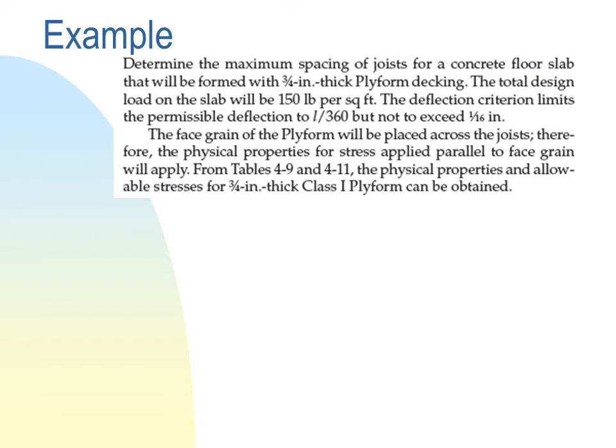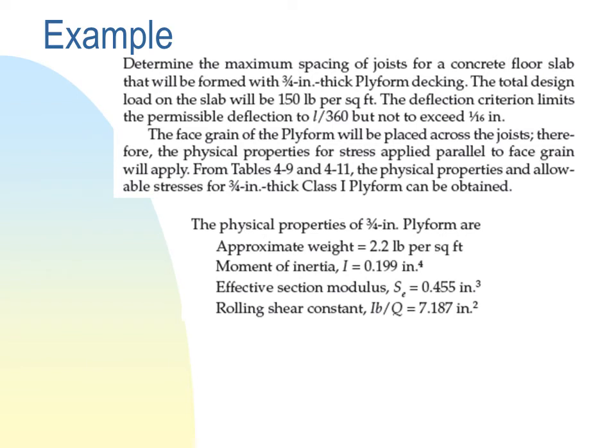Determine the maximum spacing of joists for a concrete floor slab that will be formed with 3/4 inch thick plyform decking. Total design load on the slab will be 150 pounds per square feet. The deflection criteria is span over 360 but not to exceed 1/16 of an inch. And then he's telling you the type of the plyform and which tables you should use. So you simply go and get the material and physical properties from the tables.